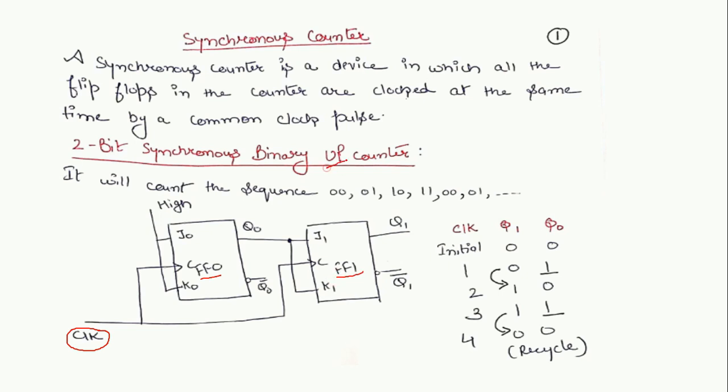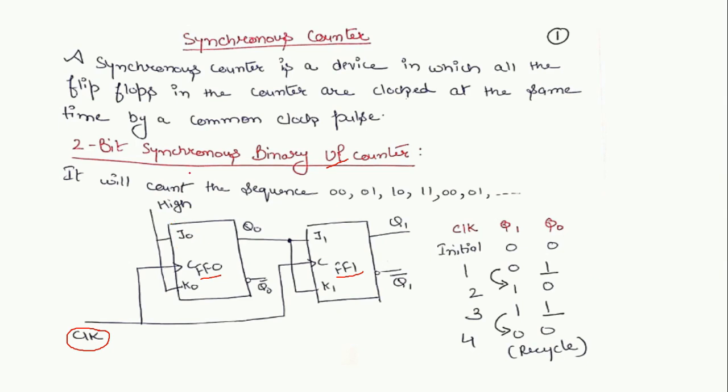Now, what is an up counter? An up counter is a device which counts in the increasing order. As in the case of a 2-bit synchronous binary up counter, it will count 0, 1, 2, 3, 0, 1, 2, 3 and so on. So this is an up counter. For the designing of a 2-bit synchronous binary up counter, we require 2 JK flip-flops.